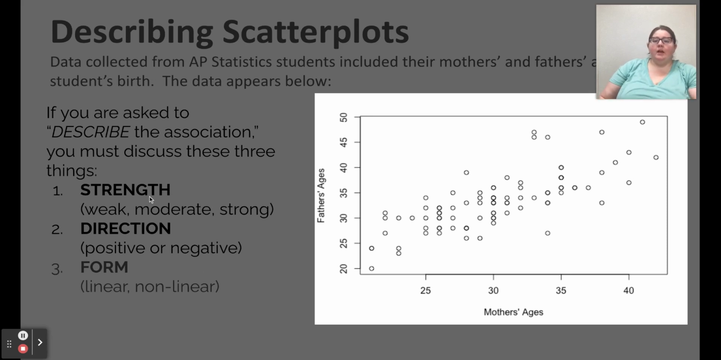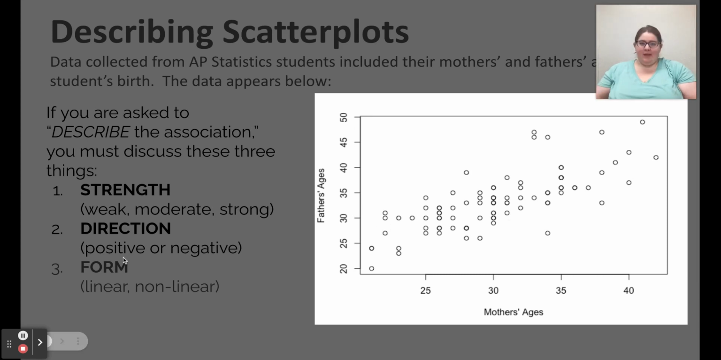When we say strength, we're looking at how close the points are to each other. Do we see a specific pattern, or are the points so spread apart that we can't truly see a pattern? If we can really strongly see the pattern because the points are all fairly close to each other, then we would call that strong. If we can see a pattern, but it's a little more spread out and not as concrete, we might call it moderate. If it's to the point where we can almost not even see the pattern, we would call it weak.